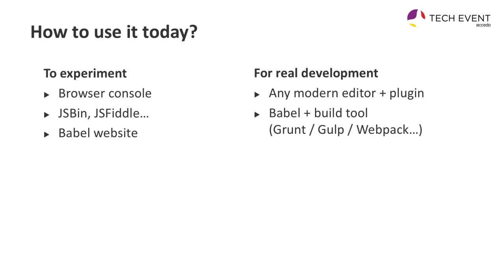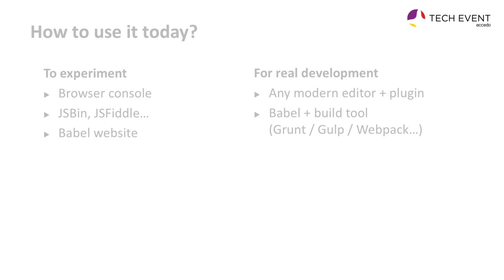But when you want to use it for real development, you will just use any modern editor. We like to use Atom, for instance, and take a plugin to support the new syntax. And most people will use Babel, which is really the most popular tool now for conversion, along with a build tool of the JavaScript world. So that can be Grunt, Gulp, Webpack, or any of those.